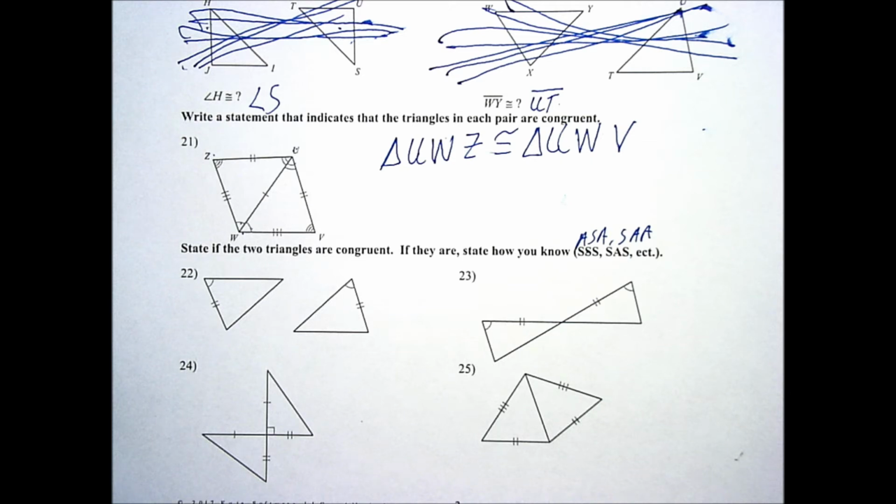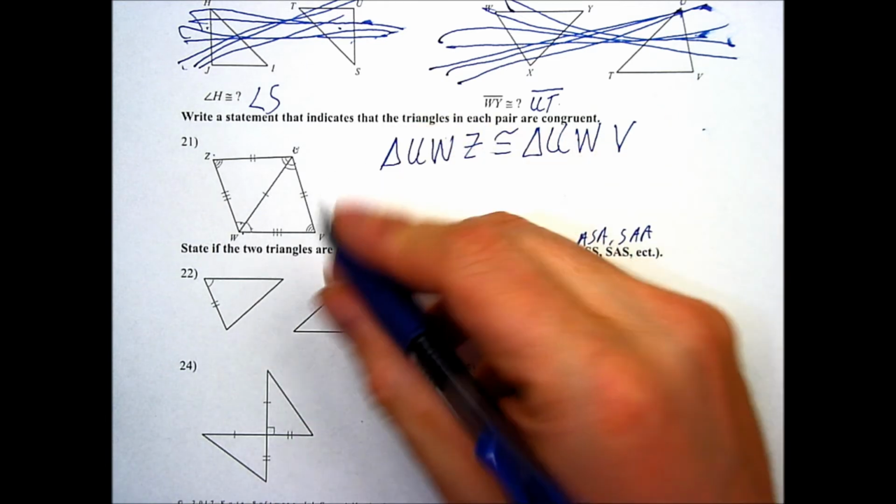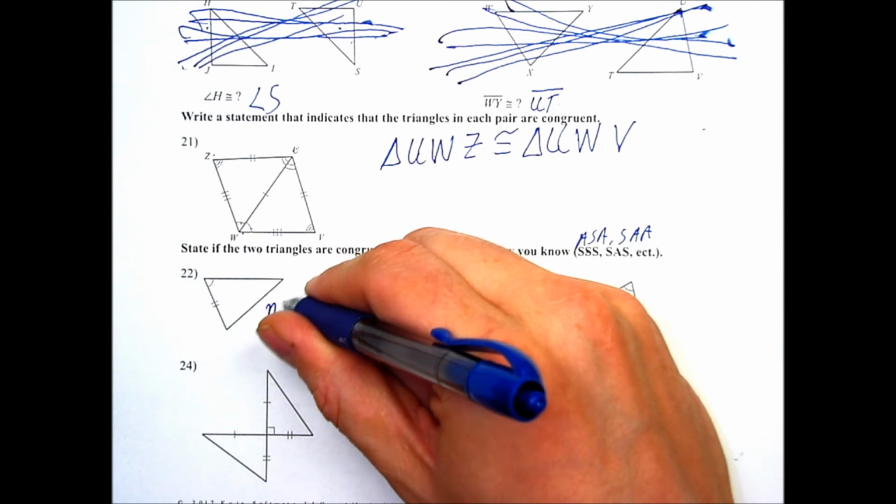So I'm looking at question 22. There's only two items marked, and there is not a third marking I can add to this because they don't share a side. They don't have a vertical angle between them. So question 22, state if the two triangles are congruent. Not necessarily. Yeah, I'm just going to put the answer of no.